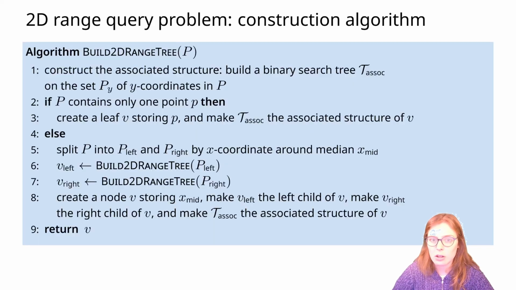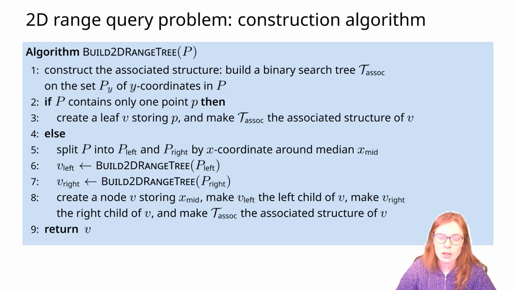Now, the construction algorithm of the two-dimensional range tree is the following. For a given set of points, we construct the associated structure, a binary search tree on y coordinates, and we store all the points in the leaves. So not just y coordinates, but the whole points. Next, if the point set only consists of one point, then we create a leaf. We store that point in that leaf and make it point to the created associated structure.